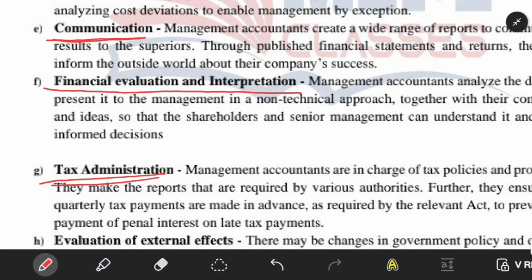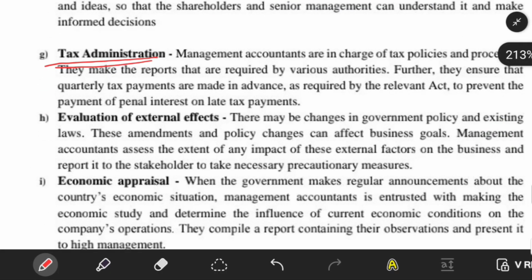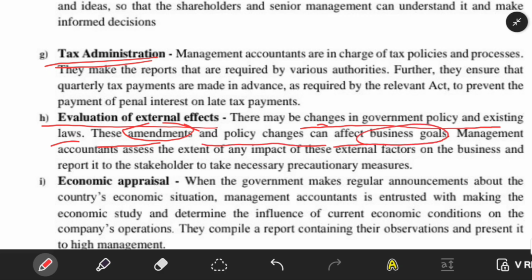Now, the next point is evaluation of external effects. Sometimes government policies or economic rules change. These changes may affect business decisions. So the management accountant checks how much the business is impacted and informs the management to take necessary decisions, for example, increasing the price, reducing the cost, etc. So there may be changes in government policies and existing laws. These amendments, meaning changes, and policy changes can affect the business goals. So the management accountant checks how much the business is impacted and informs the management to take necessary actions.